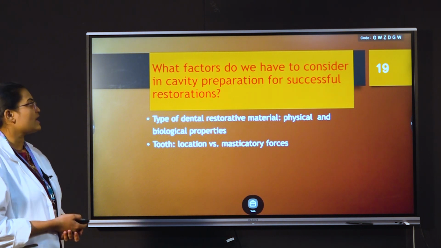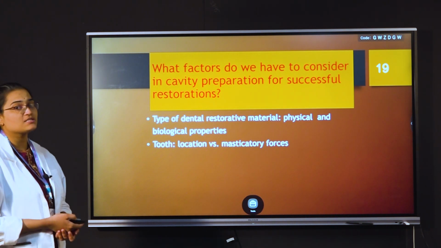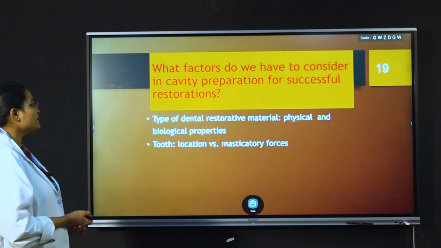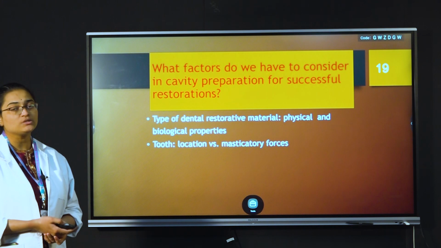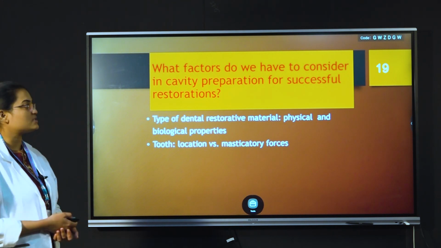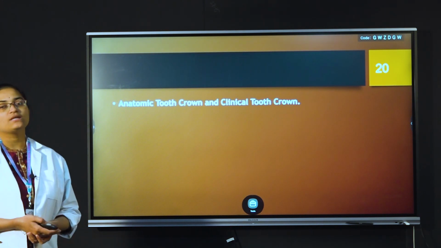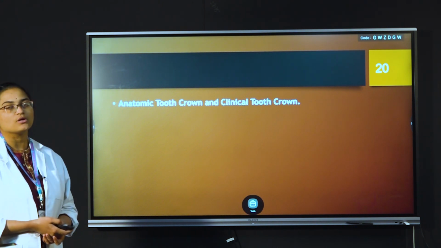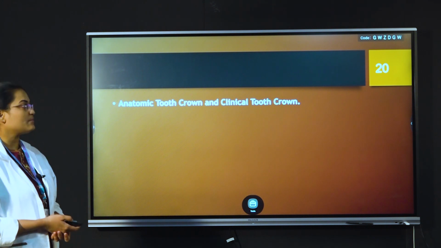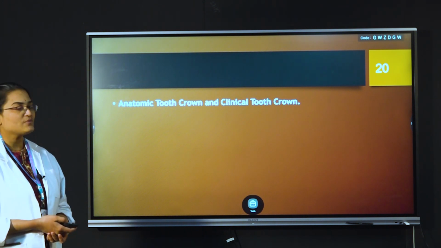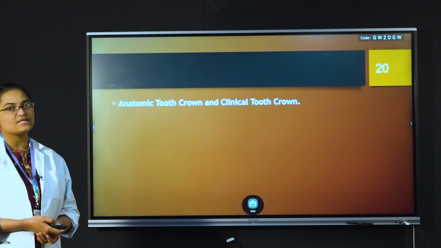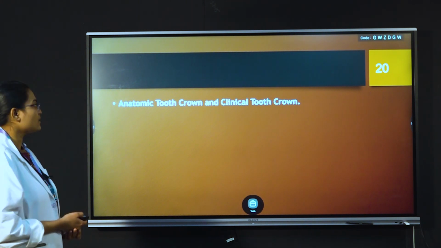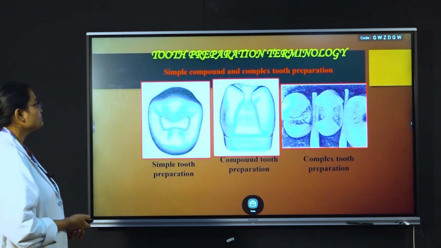So what are the factors we have to consider in cavity preparation for a successful restoration? The type of the dental restorative material, physical and biological properties, and the tooth, its location and also the masticatory forces. Anatomic tooth crown versus clinical tooth crown. What is the difference between anatomic tooth crown and clinical tooth crown? Clinical tooth crown is what is visible in the oral cavity. Anatomical tooth crown is, when you extract the tooth, from the CEJ to the incisal edge, which comes under the crown according to the anatomic tooth crown.